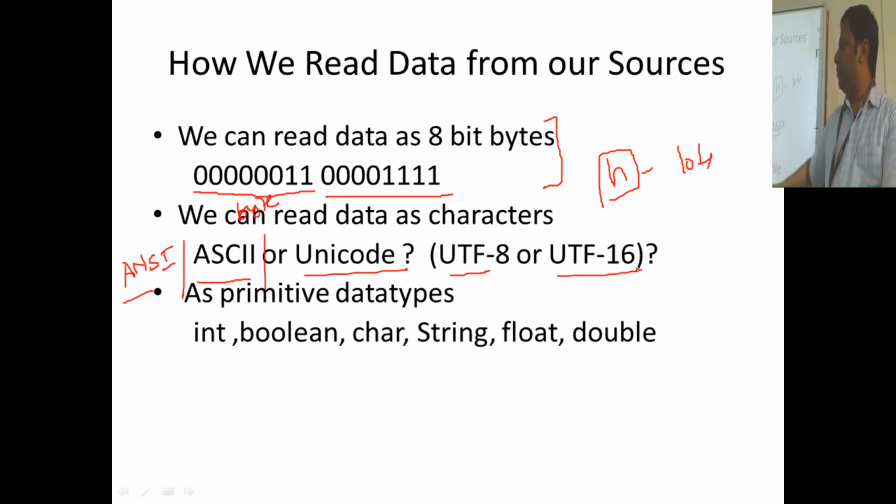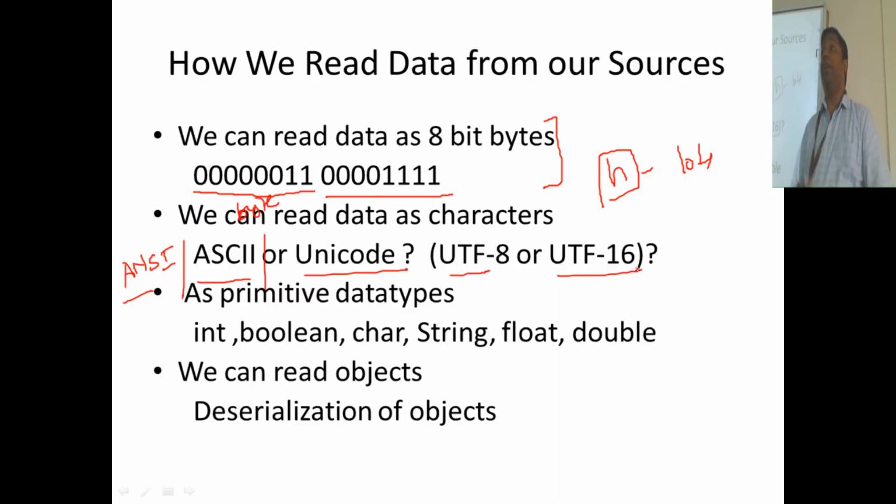We can read in as primitive data types. Say I can read an integer, a boolean value. I can read a character string from my input. Reading as a primitive data type is also possible. And we can read objects. Say I create an object, I can write an object out to an output source. I can read a set of bytes and convert it to an object definition. It's called serialization and deserialization of objects. What do you mean by deserialization? I can get some stream of bytes and convert it to an object representation.